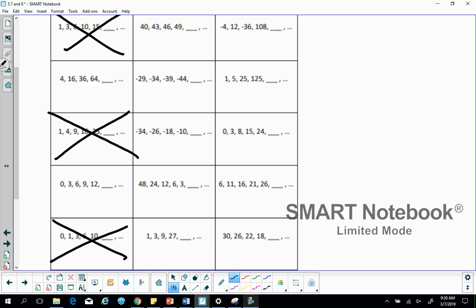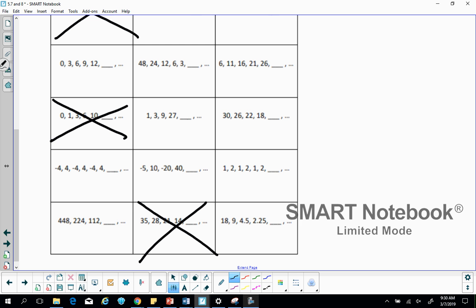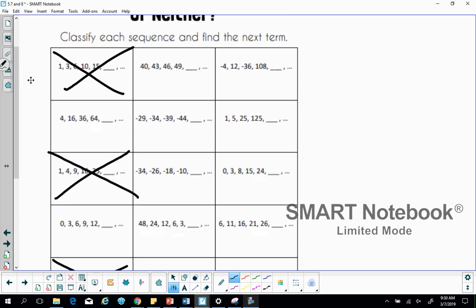In the second row, it's the bottom one. You're crossing these out if they're not already crossed out on your paper. And then that one, and your third one. So all you're doing right now is you're going through each row and you're writing A or G. A is arithmetic, that means something's being added or subtracted. G means something's being multiplied. So I'll give you a few minutes.